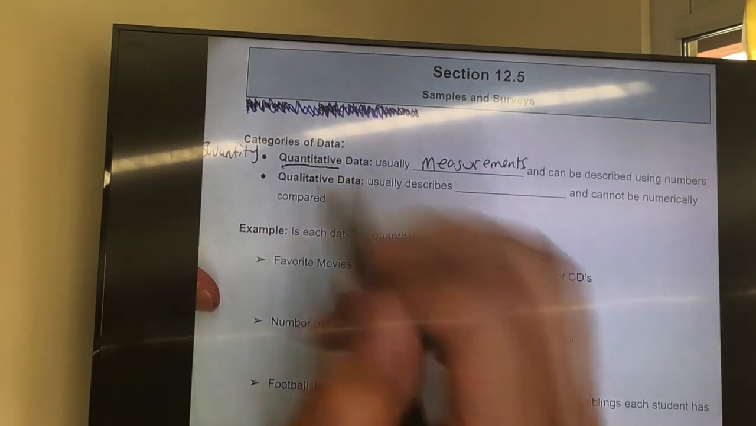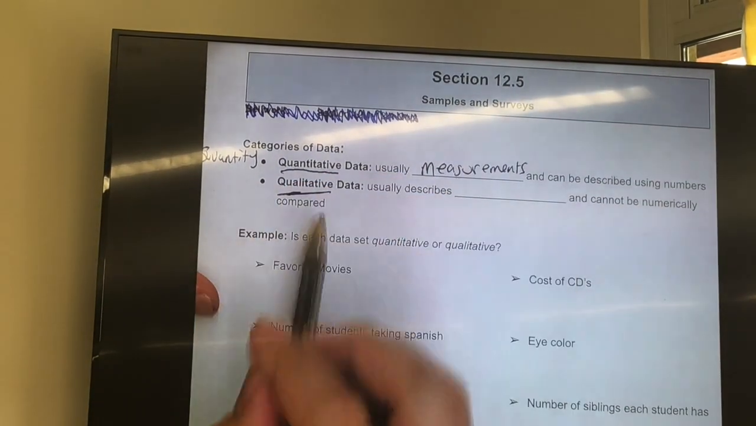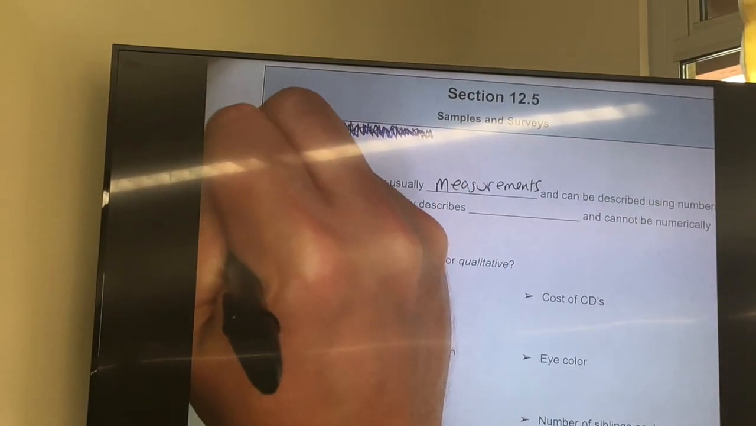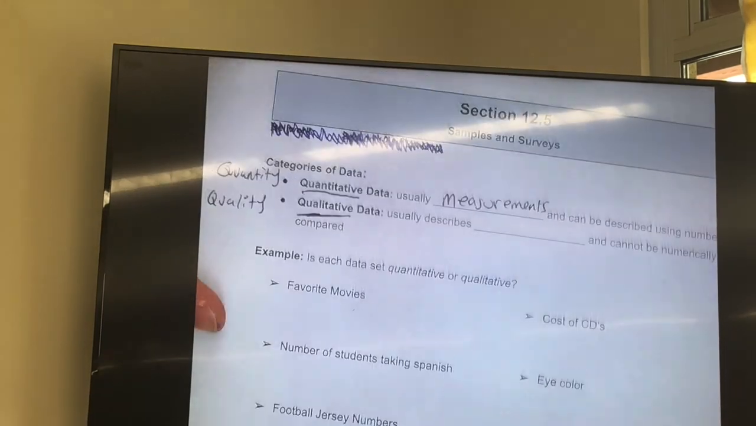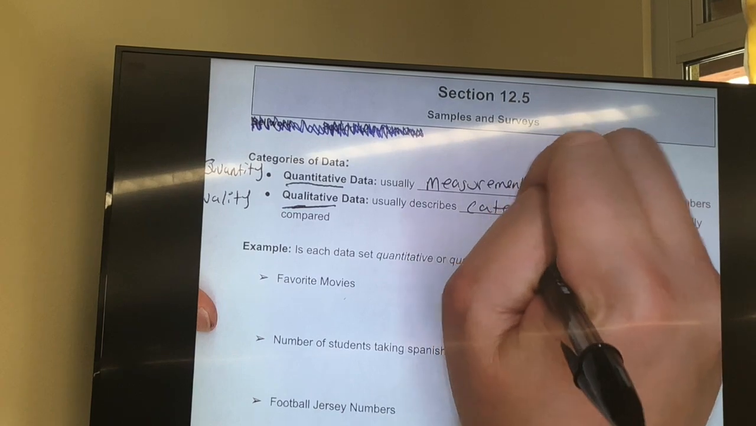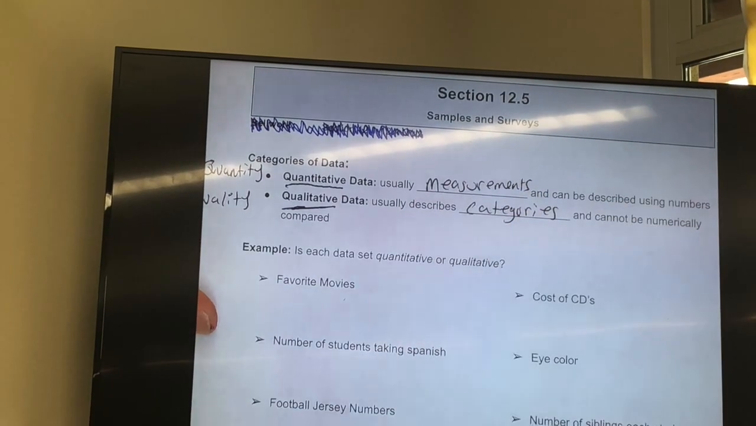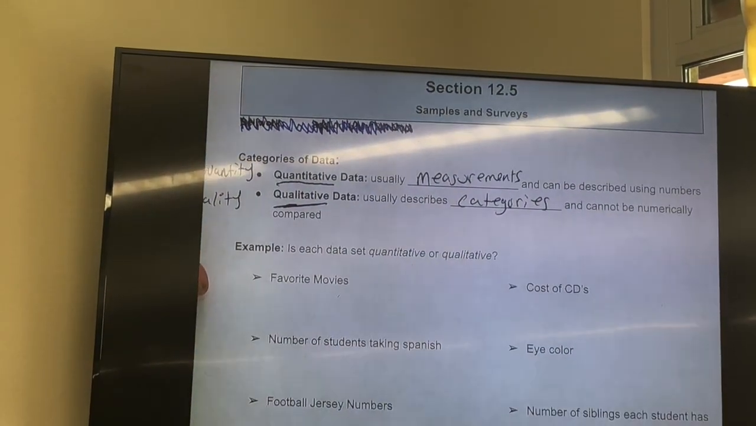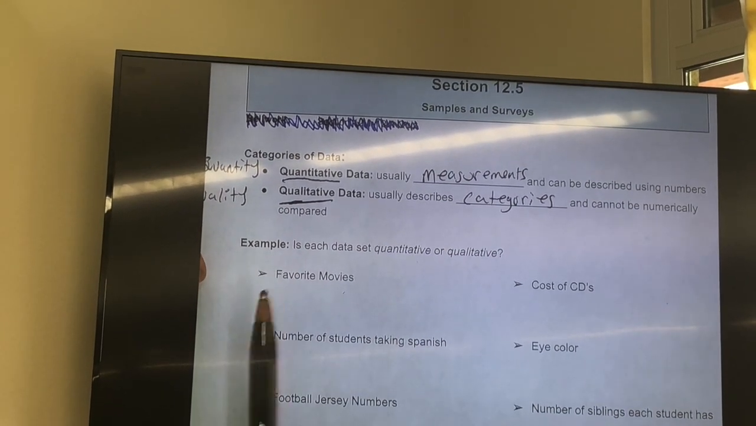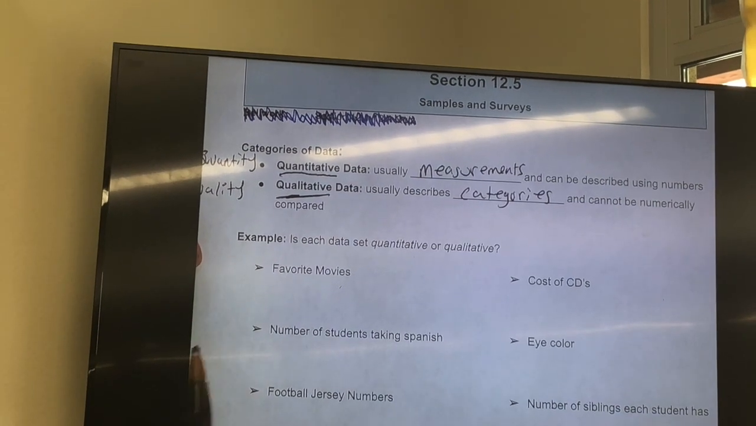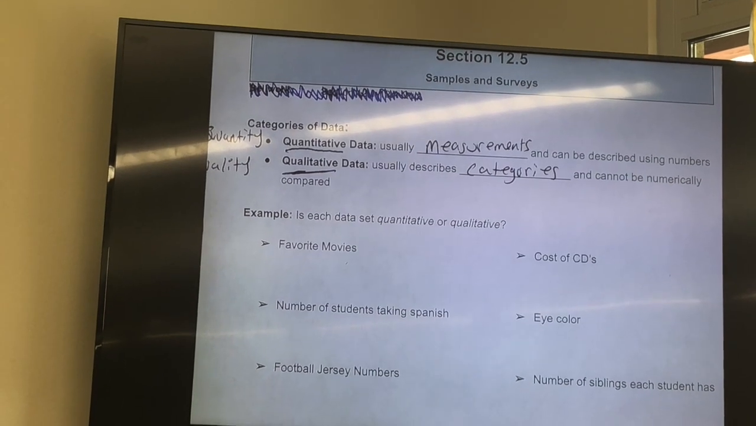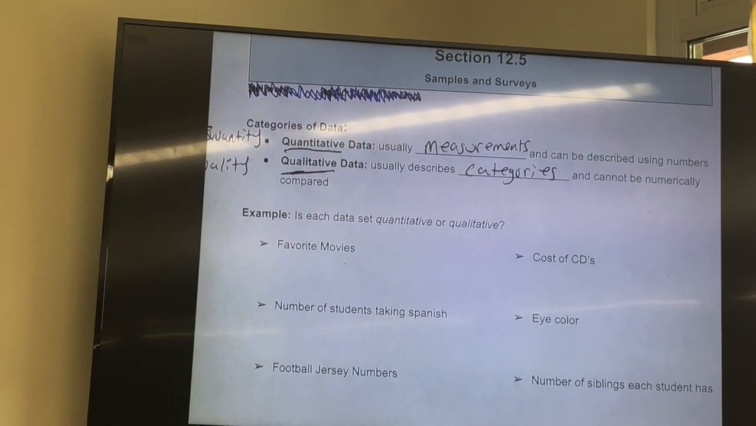Our next one is qualitative. So in the word qualitative, you hear it sounds like quality. This usually describes categories and cannot be numerically compared. So if I was talking about Miss May and I would say she's an awesome algebra partner, right? Awesome would be describing a quality about her, okay?